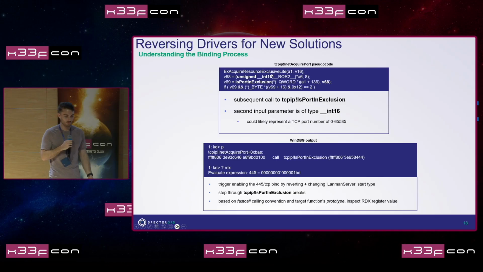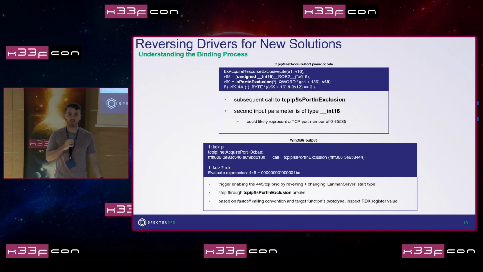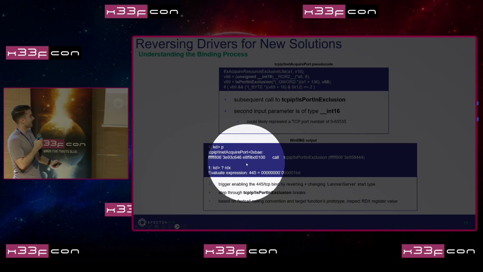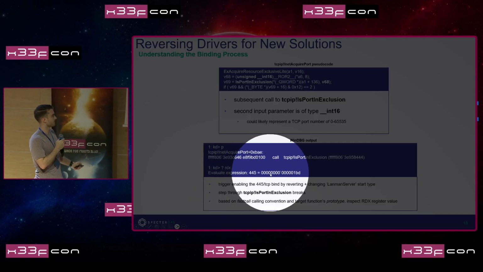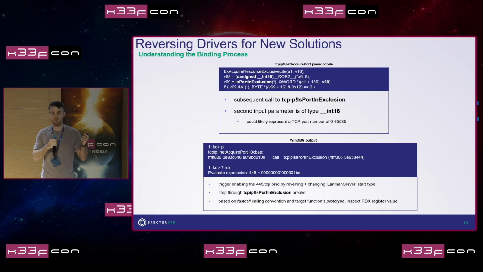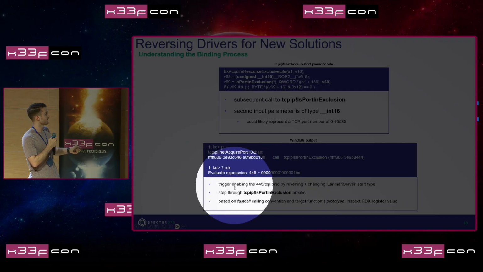And if we step through, the fastcall calling convention tells us that based on the function's prototype, that variable will end up in the RDX register. And if we ask WinDbg, it returns. Now we know definitively that when I re-enable the LanmanServer service, eventually this function is towards the end of that call stack and associated with that rebinding behavior. We see 445 specifically in the RDX register.